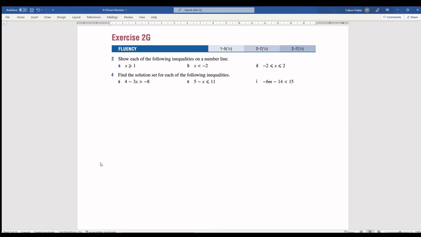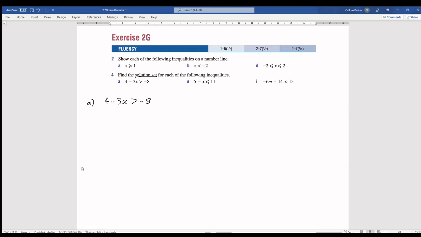Looking now at question 4, and we're required to find the solution set for each of these inequalities. So this is to say, let's solve these inequalities for x, or for m in this case, for the case of question I. So we'll start with 4a, and I'll do this one in decent enough detail so you can follow along. So let's write 4 minus 3x is greater than minus 8.